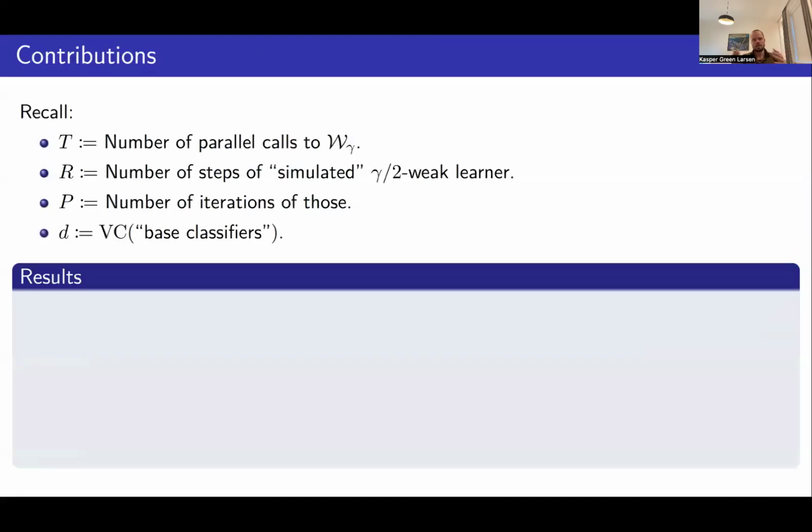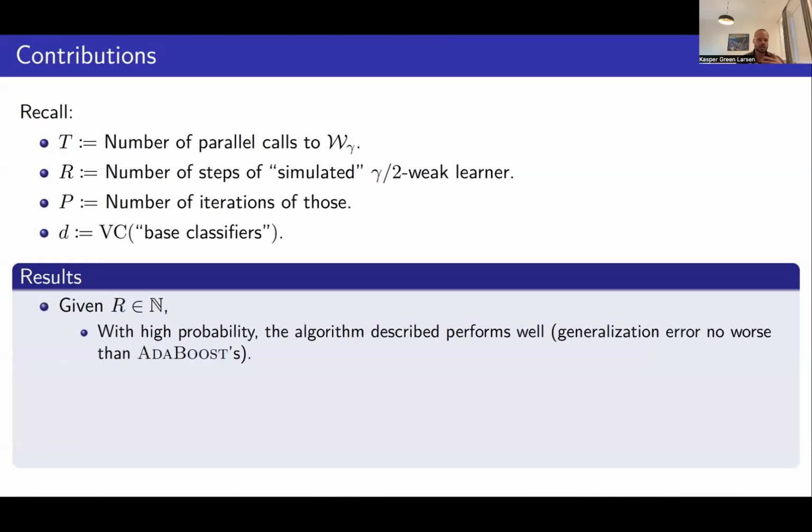Okay, so maybe just summarize what are then the bounds and results that we get. So recall again, T is the number of parallel calls to a weak learner. R is the number of steps that we want to skip over without training, and P is the number of iterations. P is the actual number of rounds of training in parallel. So what we show is that you can specify an R, so basically how big a factor do I want to decrease the number of rounds by. Then we show with high probability, our algorithm is going to perform well, meaning its generalization error is no worse than AdaBoost.